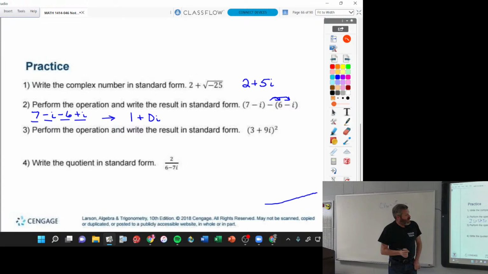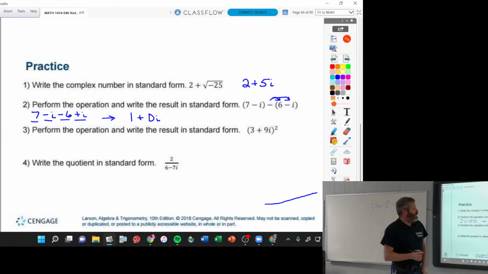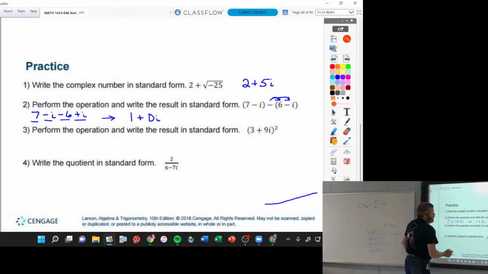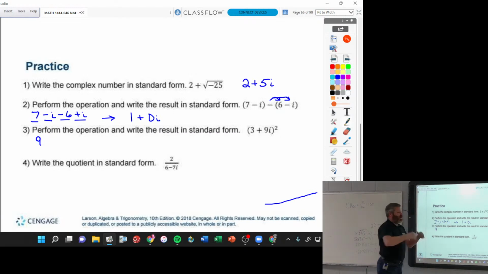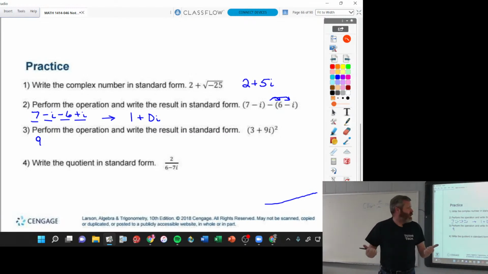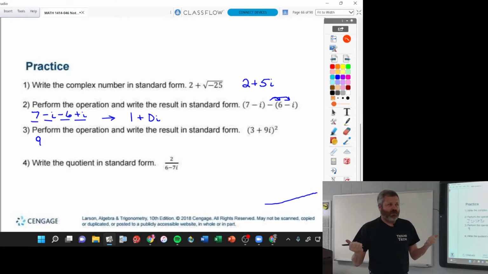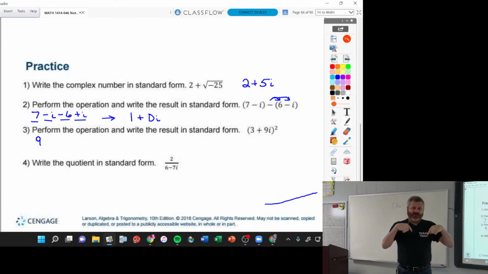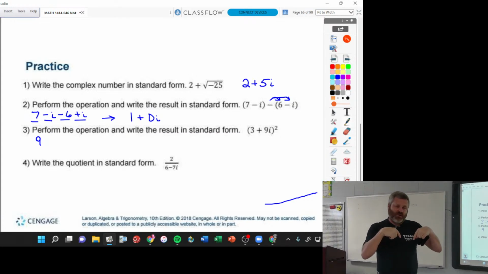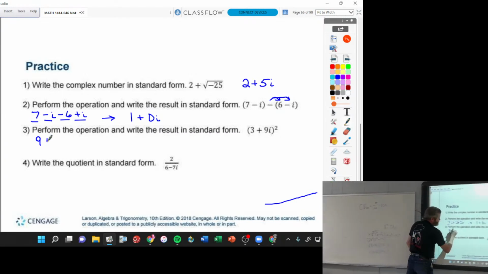Number 3, I have a binomial times a binomial. I have 3 plus 9i squared. Well, to multiply that out, I have first times first. 3 times 3 is 9. Outside times outside, that would be 3 times 9i, which is 27i. Inside times inside is also 3 times 9i, which is another 27i. So I've got 27i for the outsides, 27i for the insides. Combine those, that gives me 54i.